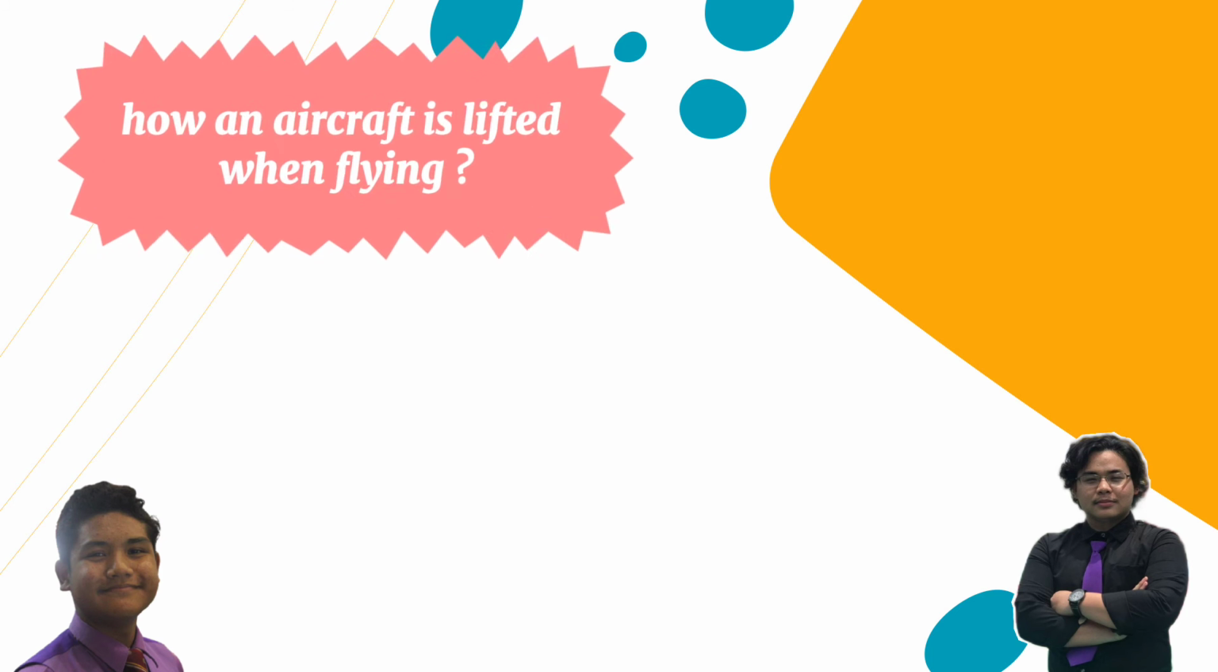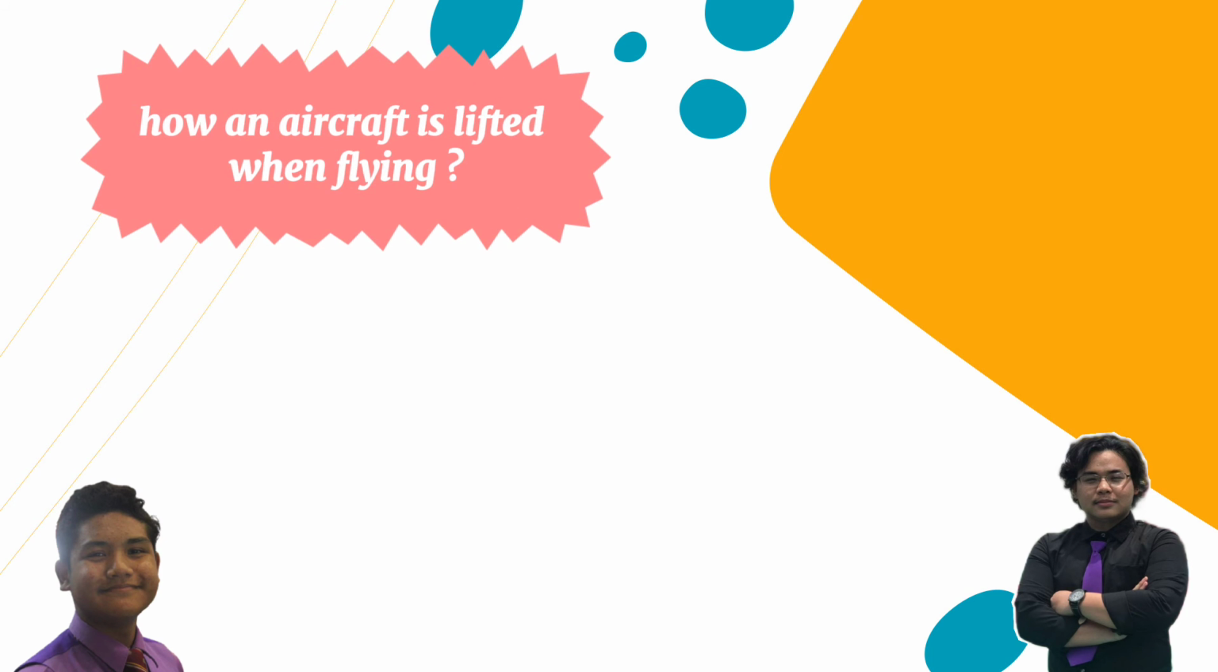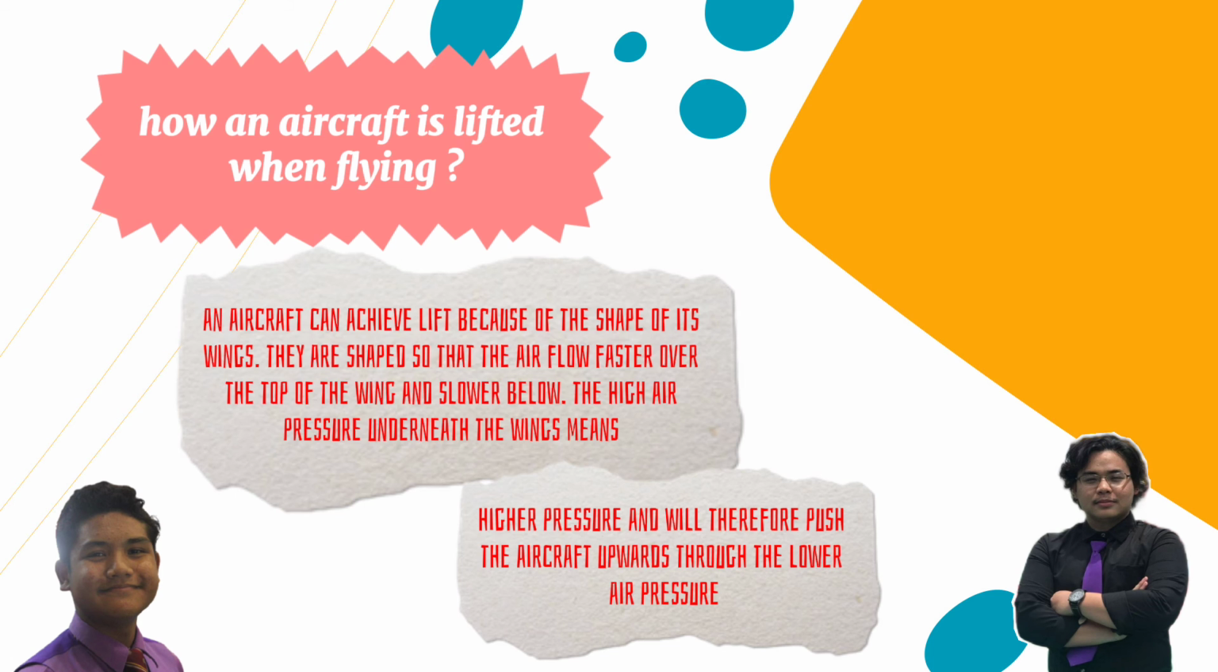Very good. Okay, for the next question, explain how an aircraft is lifted when flying. An aircraft can achieve lift because of the shape of its wings. They are shaped so that the air flows faster over the top of the wing and slower below. The high air pressure underneath the wings means the higher pressure will therefore push the aircraft upwards through the lower air pressure. Good job IKHWAN, you nailed it.